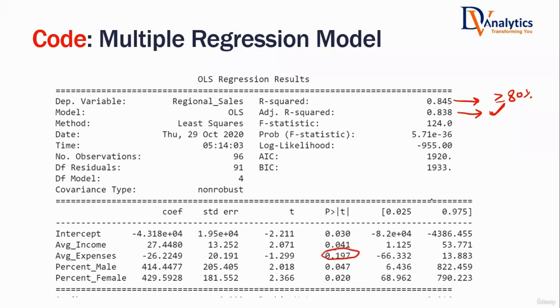Are you with me? Once again, tell me, what is the limit? Less than 0.05. This is the only variable that has more than 0.05. Remaining all are impactful. Average expenses is the variable that is not impactful.